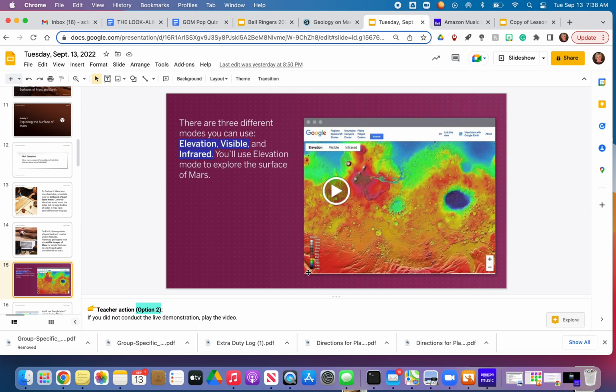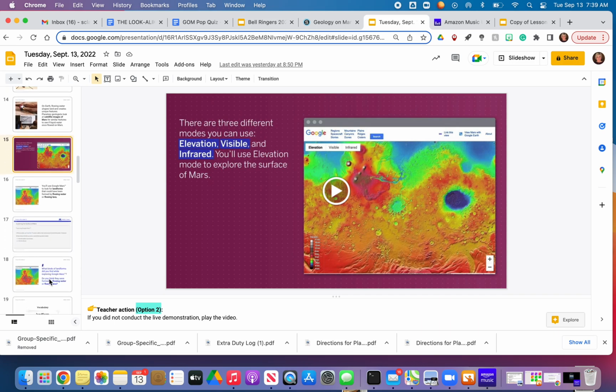And then this down here, the greens and the blues, these are very low elevation. And in fact, we might even consider that to be below, quote unquote, sea level. So what are you noticing? What can you infer from the land formations that you see on Mars?